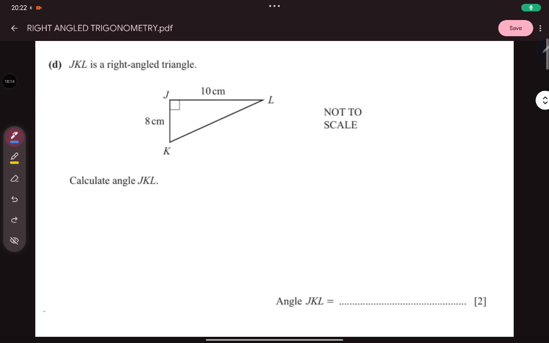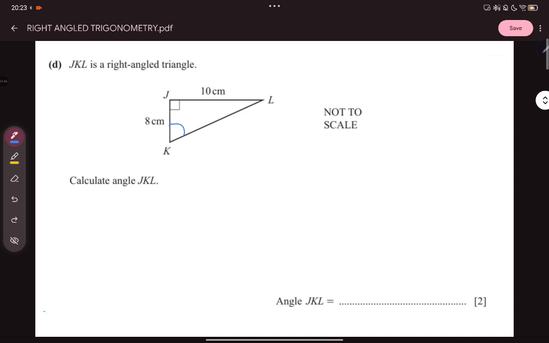Okay, another exam question. Pause the video, have a go at this one. Same every time, apart from the numbers. I'm going to have a go at this one as well, then you can restart the video and we'll compare our answers. JKL is a right angle triangle, so J, K and L are the corners of that triangle. Calculate the angle JKL, so we go from J to K to L. And the angle that they want us to find is the angle in the middle there, the angle at K.